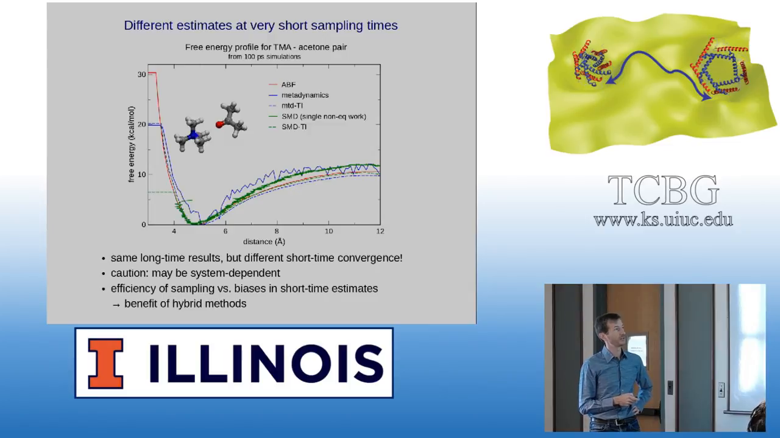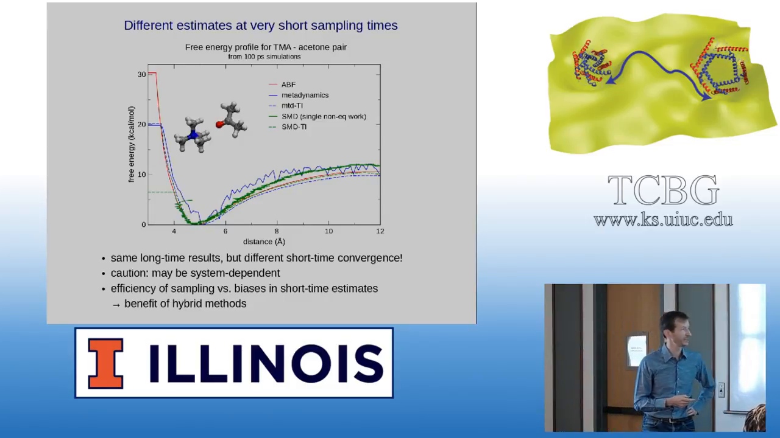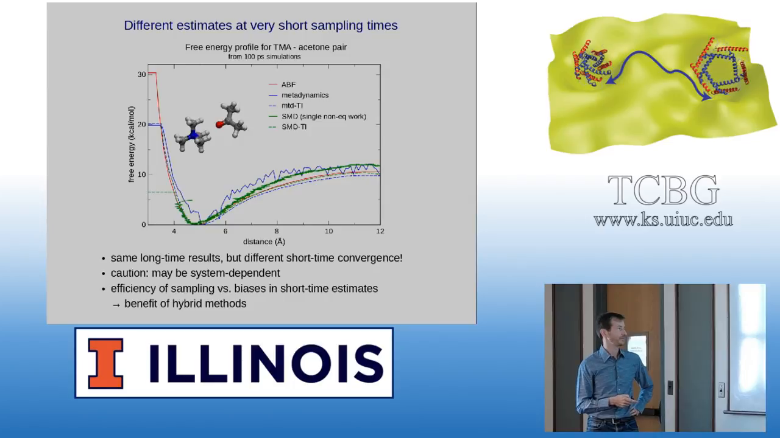What's interesting is that you can do this SMD run, the same sampling process, but instead of using the non-equilibrium work as an estimator, we do thermodynamic integration on top of SMD. And then you get this dashed green line, which is pretty much in the middle of the consensus of the other methods. So in that case, a hybrid estimator is interesting.